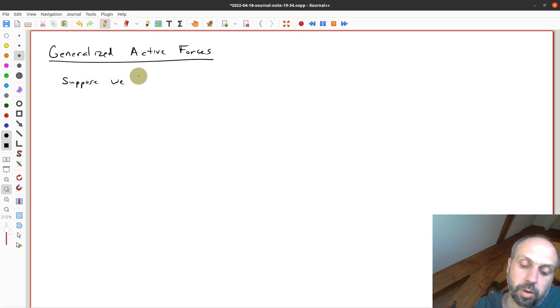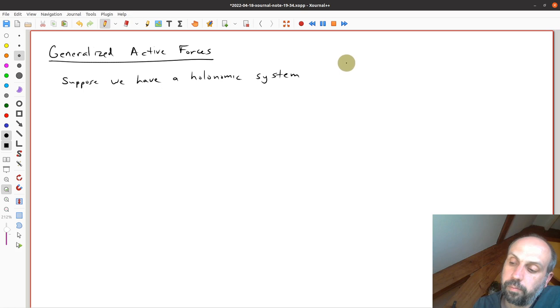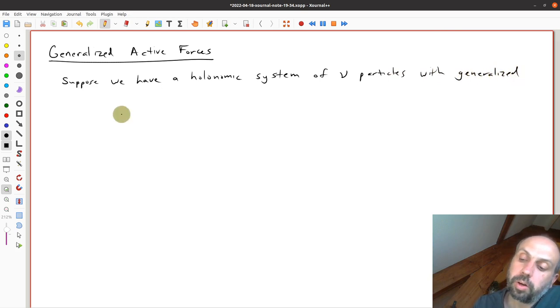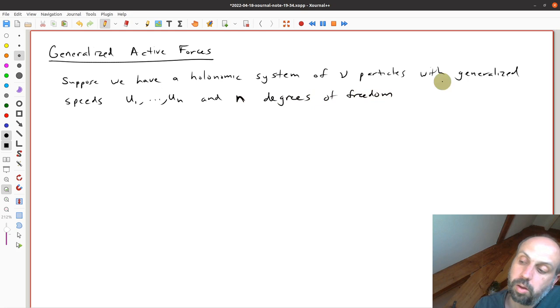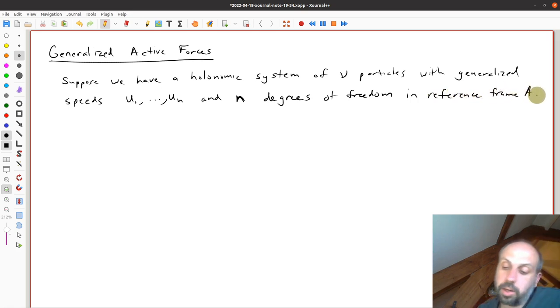So suppose we have a holonomic system, and this is going to be made up of nu particles with generalized speeds U1 to UN, and thus N degrees of freedom, in a reference frame of some sort. Right, so it has n degrees of freedom in reference frame A. We've got these generalized speeds that we've defined, and there are nu particles.